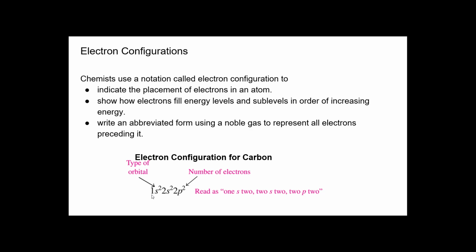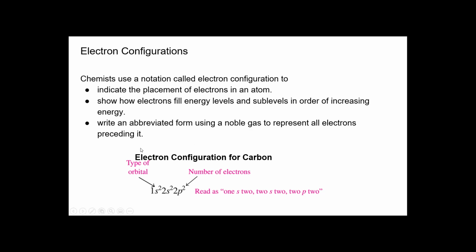So electron configurations, chemists use notation called electron configuration to indicate the placement of electrons in an atom. So I've kind of already covered this. It shows how electrons fill an energy level. So if we look at this one for carbon, this means we have a 1s2, 2s2, and 2p2. That's how you read this, if you're asked to read it.